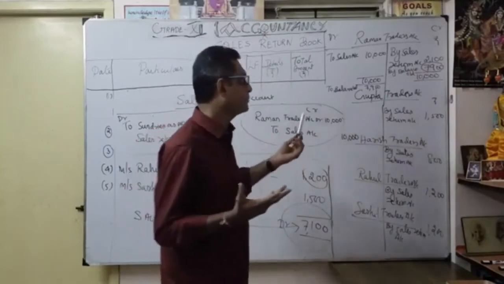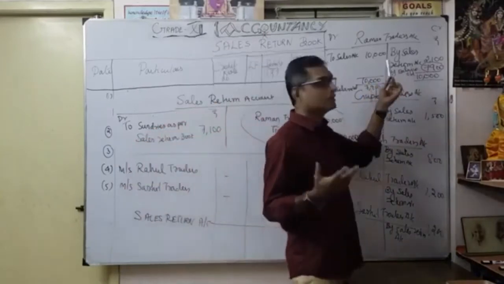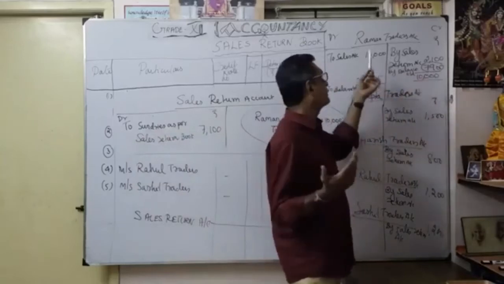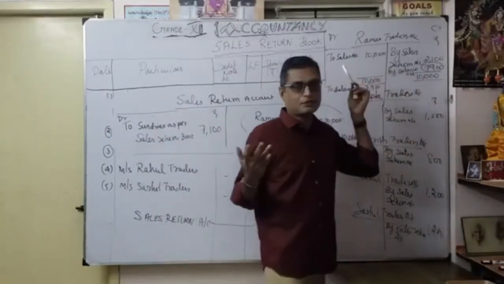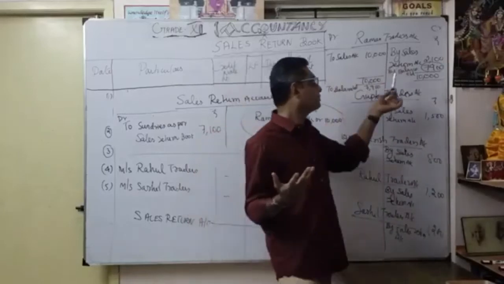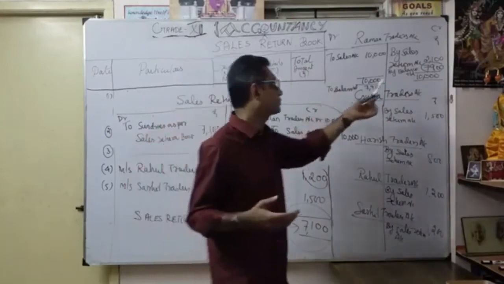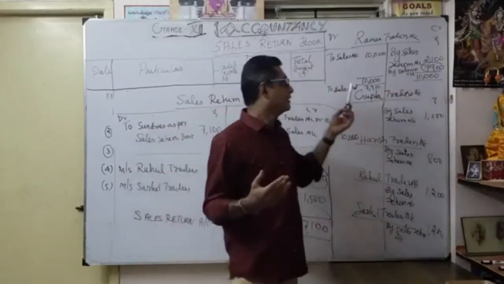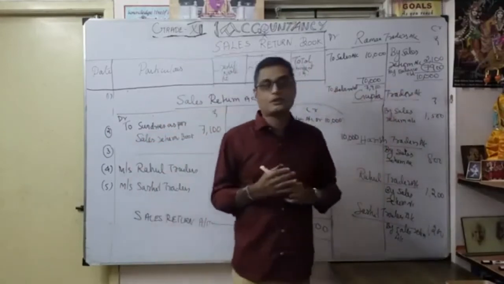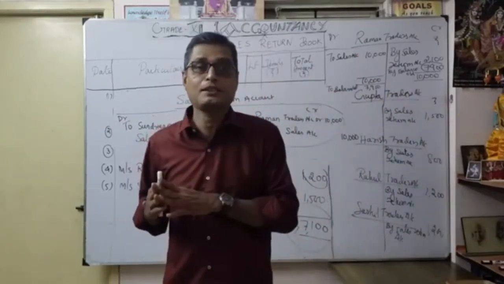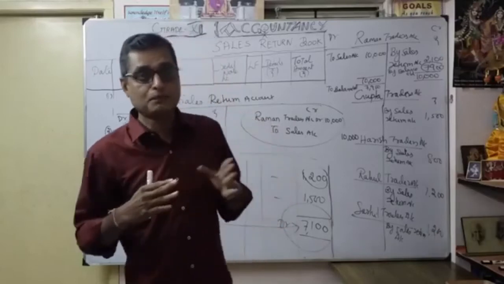Otherwise what will happen? Suppose you forget to record the sales return account. We would think that we sold goods worth only 10,000, but the payment is just 7,900. We become confused. What happened? 2,100. That's why recording the transaction is very, very important whenever there is a purchase return or sales return. That's why we prepare separate books for sales return and purchase return.